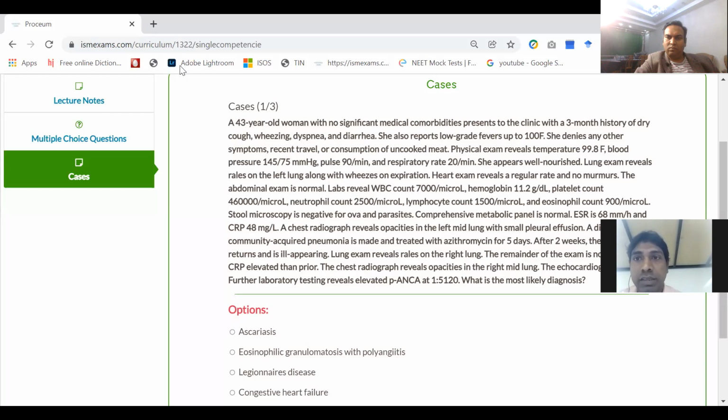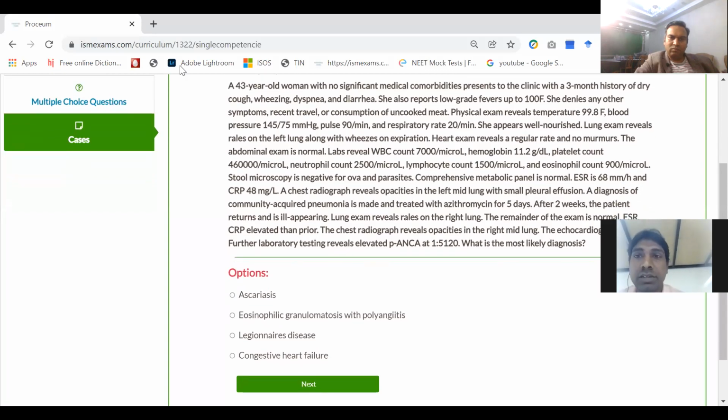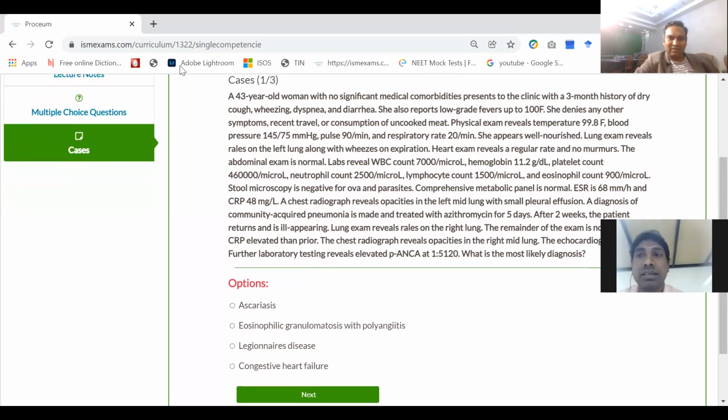Lung exam reveals rales of the right lung. The remainder of the exam is normal. ESR and CRP are elevated more than prior. The chest radiograph reveals opacities in the right mid lung. The echocardiogram is normal. Further laboratory testing reveals elevated PNCA. What is the most likely diagnosis?